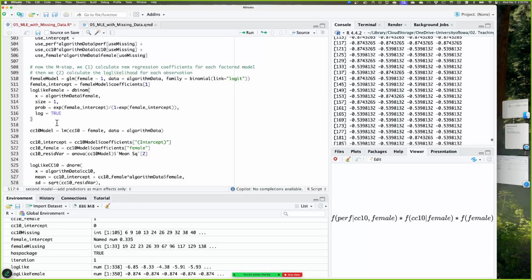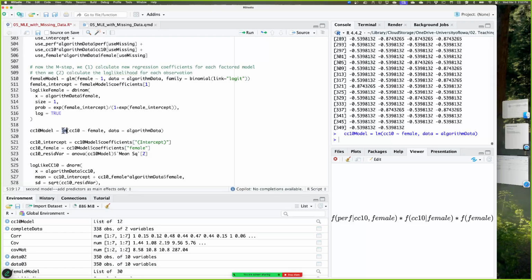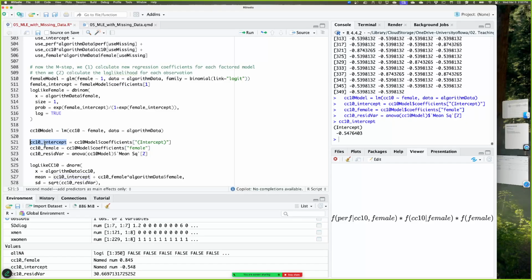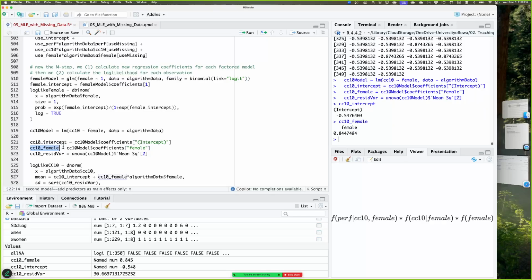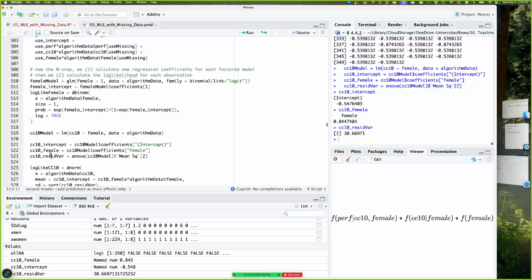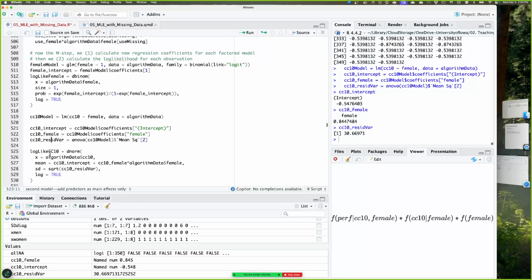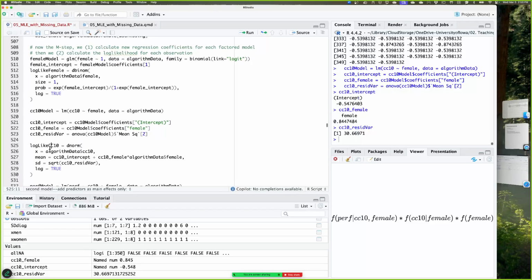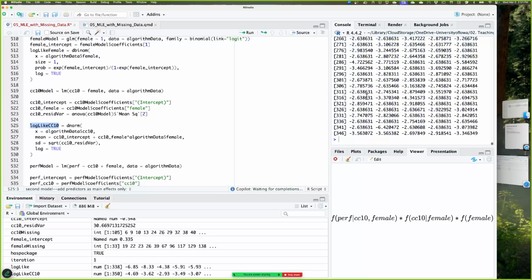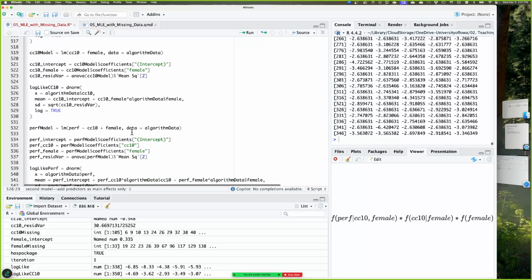Now we do regression number 2, CC10. That's just a linear regression. We can update our parameters. The intercept is now negative 0.547. The slope for female is 0.844, but we have a residual variance we have to estimate as well. And then we can calculate the log likelihood with our normal distribution. So far, so good.